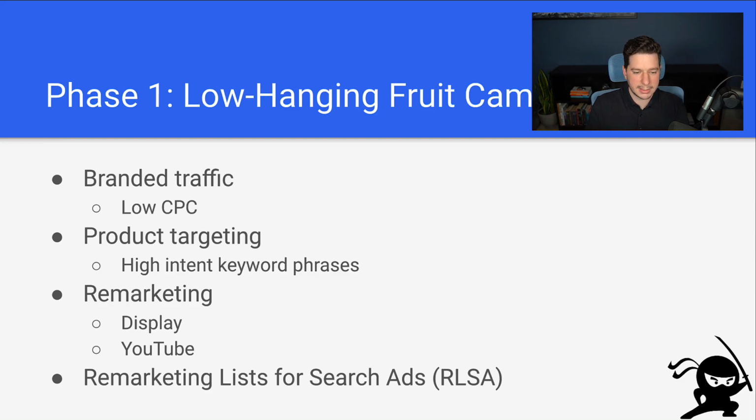So the next thing is going to be product targeting, high intent keywords. This is going to be on the actual cold traffic. You're going to want to go after people who are searching your exact types of products. If you can get those people to your website and convert them, then you can move on to the next stage. You're going to have remarketing on the display and YouTube side.